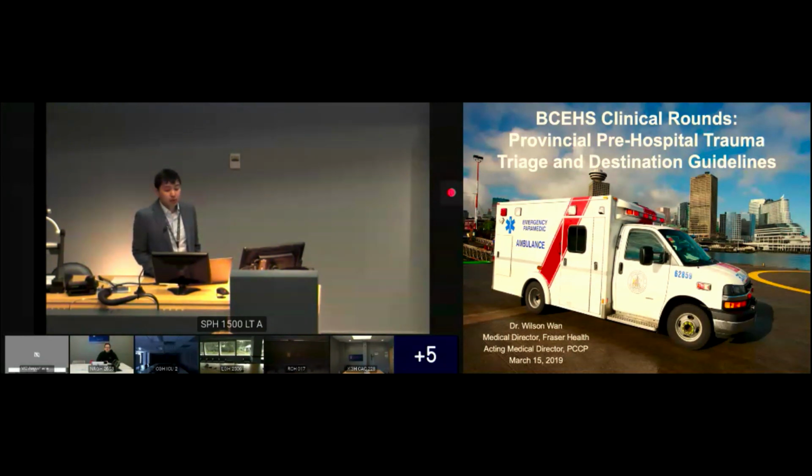As most of you know, the guidelines were published on February the 1st. So the main theme of today's talk will be around major trauma triage.